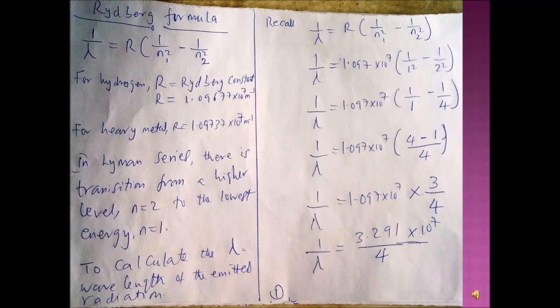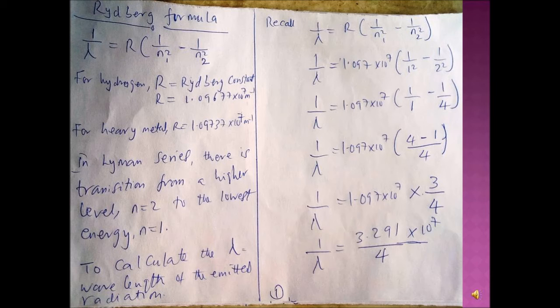1 into 4 is 4, 4 times 1 is 4, and then 4 into 4 is 1, 1 times 1 is 1. So by the time we subtract 1 from 4, we have 3 over 4. Then we multiply it by our Rydberg constant. We have 3.291 times 10 raised to the power 7 divided by 4.